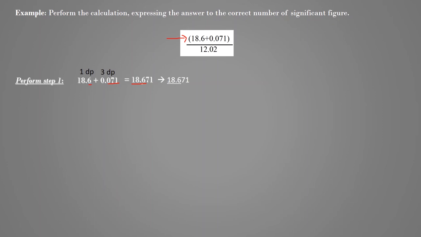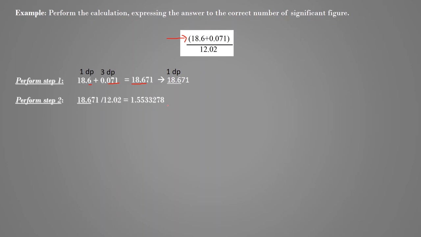After this, the next step that I will do is performing division. And for division, I will use the whole number that I have on my calculator from the previous step. I'm not using the rounded one, 18.6. I'm using the whole number and dividing it by 12.02. And after that, I have this answer on my calculator and I just wrote it down.